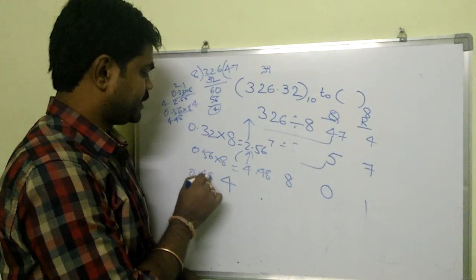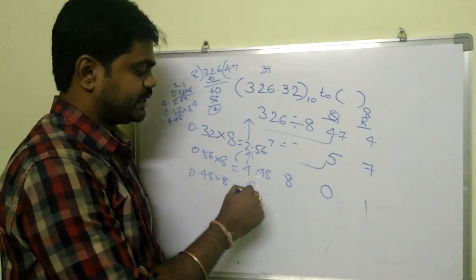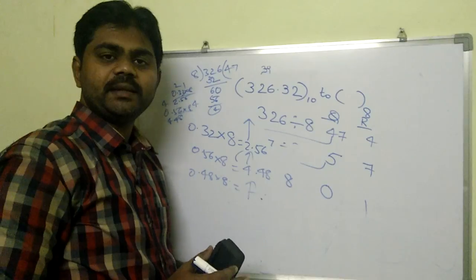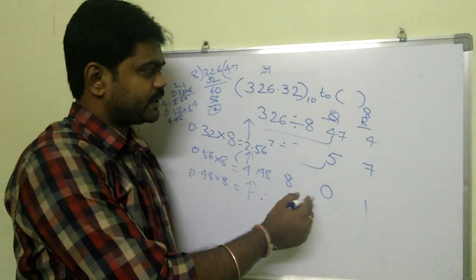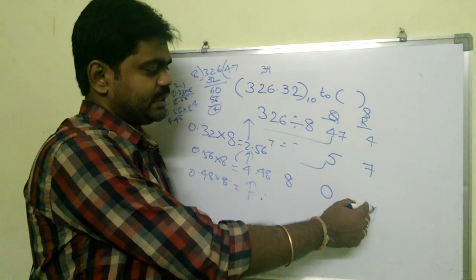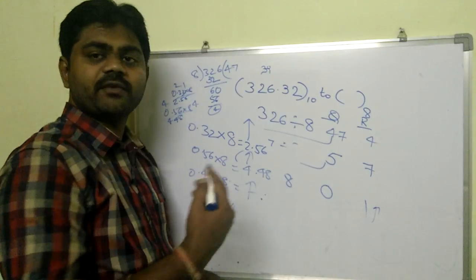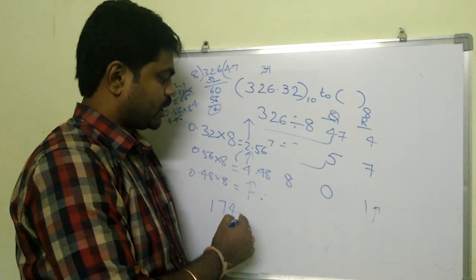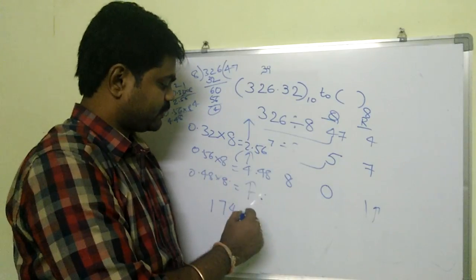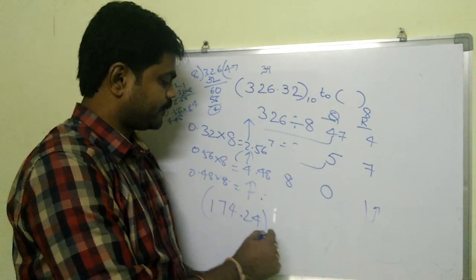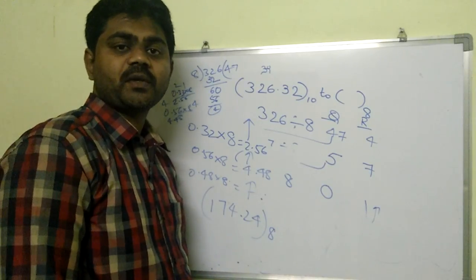Next is 0.48 into 8. So I will get something. In this way I can take up to 3 digits. For example, if I consider only 2, what is my number here? My integer part is 174, since I need to take from bottom to top. Dot. And the fractional part I need to take from top to bottom, so 2 and 4. So 174.24 to the base 8. In this way I convert from decimal to octal.